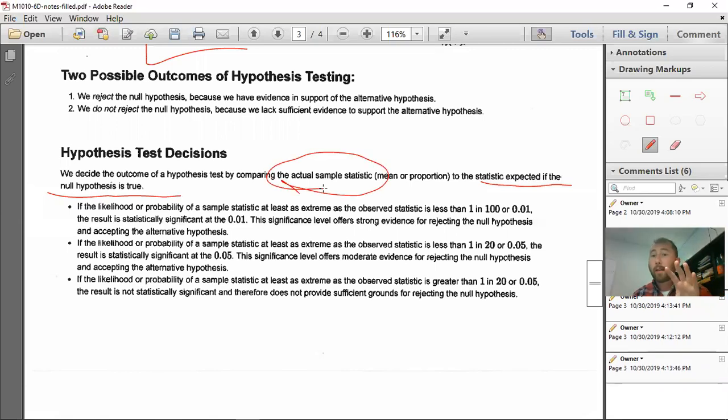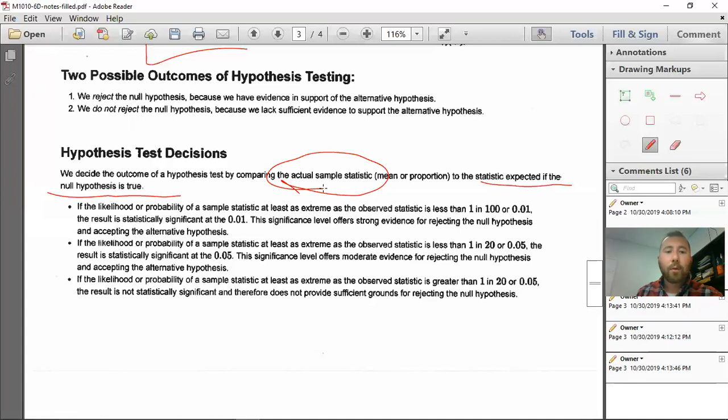And they would try to show that that's less than the 15 years, which would mean that the null hypothesis is not true. Okay, so if the likelihood or probability of a sample statistic, at least as extreme as what you observed, is 1 in 100 or 0.01, then we are going to call that significant at the 0.01 level. And so we've already seen that definition, but what this significance means is that it offers you strong evidence for rejecting your null hypothesis and accepting the alternative hypothesis.